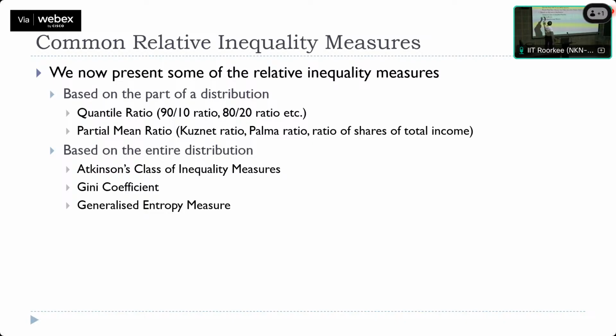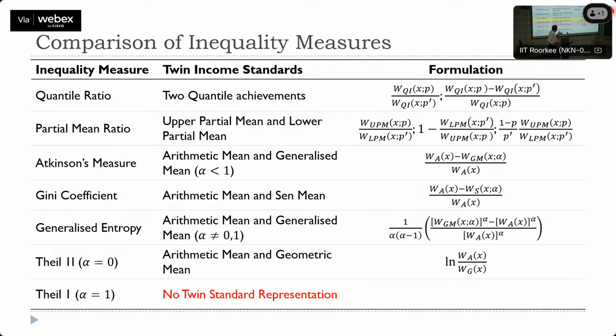And then there are measures based on the entire distribution. There is Atkinson's class of measures based on the general mean. There is the Gini coefficient, and there is something called the generalized entropy measure. I will show the functional form, but don't get scared. So all the inequality measures are summarized here.